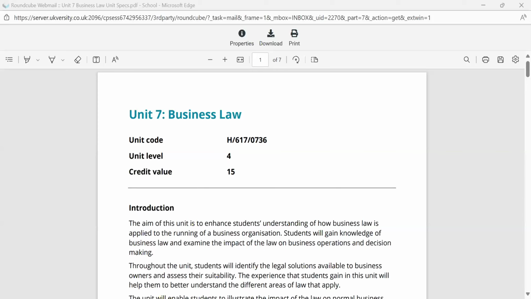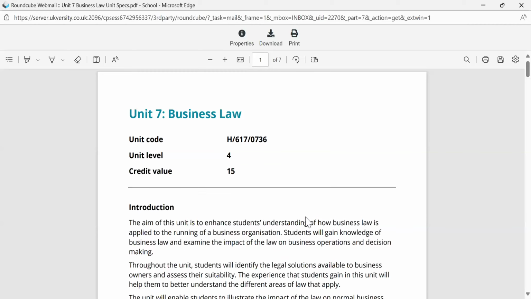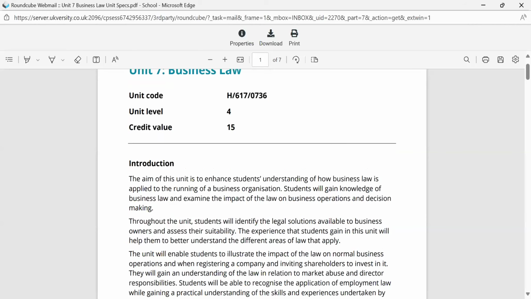Good morning. My name is Shazia Khan, and the unit that we'll be doing today is business law. The unit code is H6170736. The credit value is 15, and the unit level is 4.